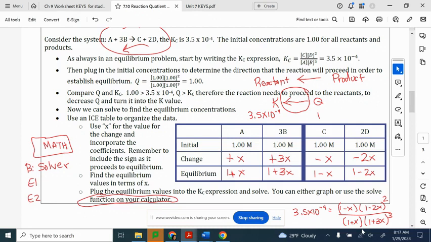What did you get for your answer? Oh yeah, you want my answer? Yeah. Let's see, 0.446. So X should equal 0.446.